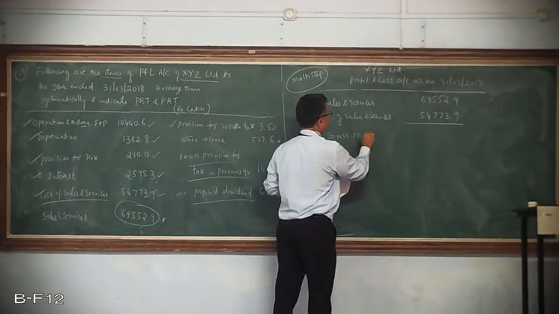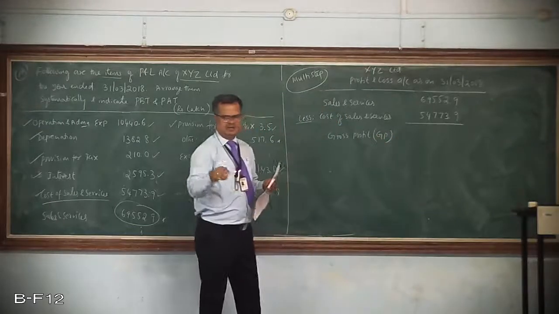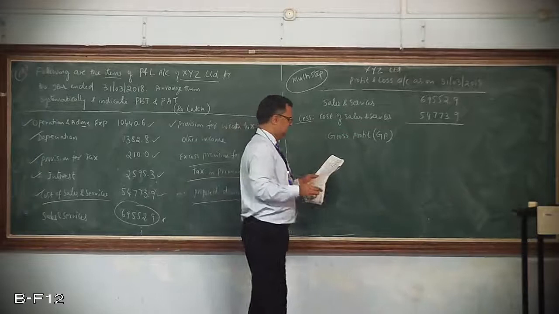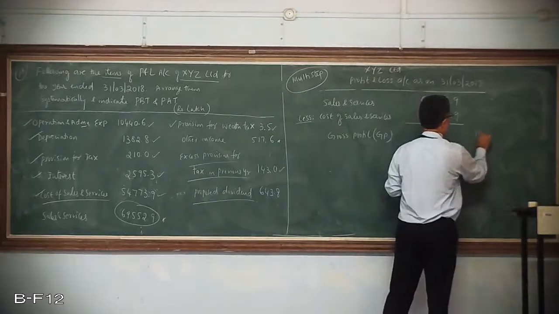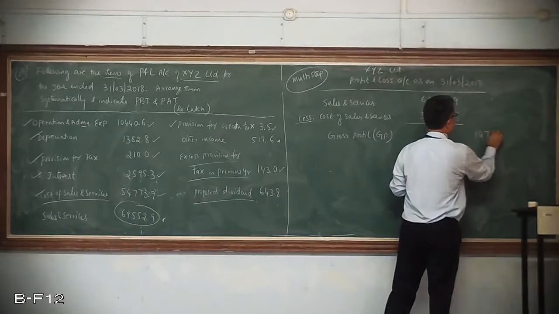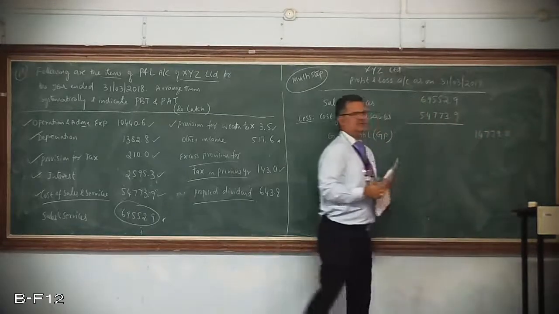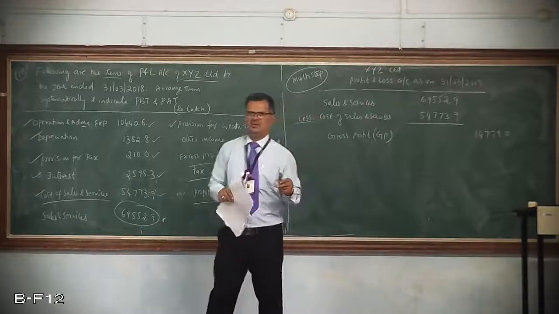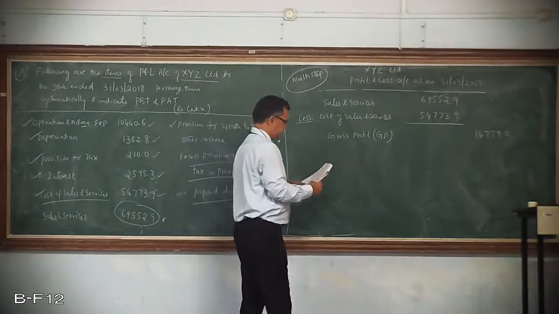Gross profit, that is GP. I told you already what I mean by GP and all in the previous lectures. GP, that is 14,779.0, subtracting the cost of sales from sales. So you are going to get a gross profit.